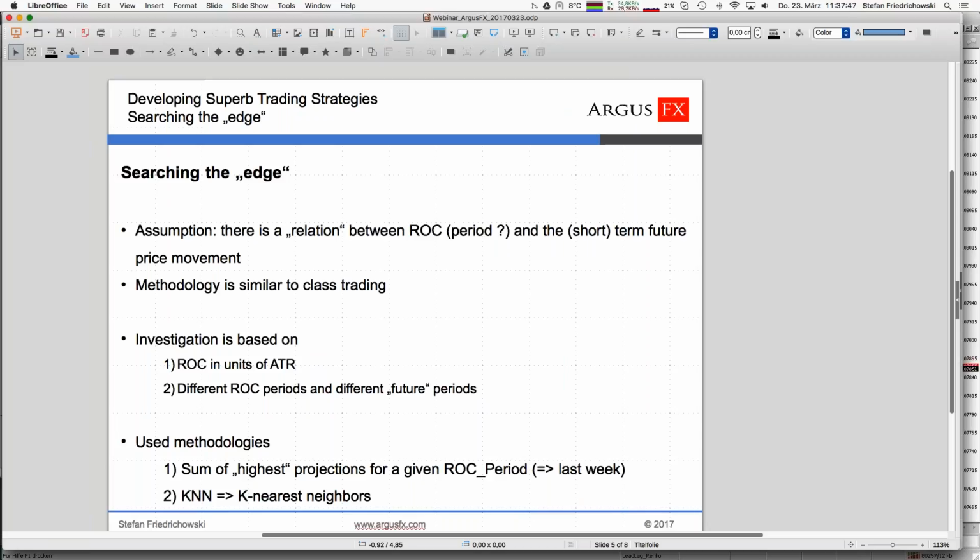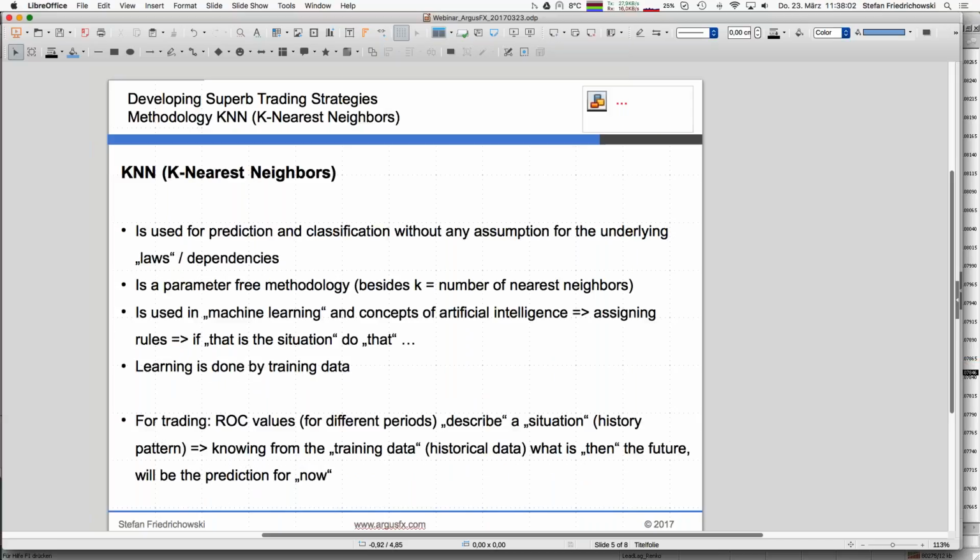But as I speak already of those things with the wording of similar situations in the past, that exactly brings us to the point K nearest neighbors. Let me first introduce you a little bit to that kind of topic, and then we change first to some Excel sheets just to show what it really means.